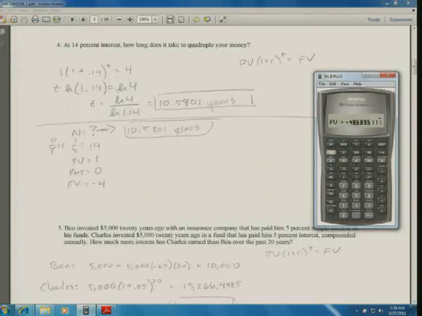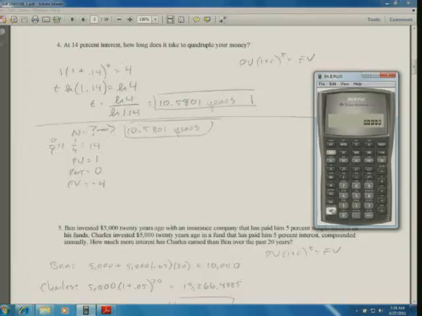Okay? And now we can just use simple algebra to get at it. All right, so we've got the t over here. All we need to do is divide the log of 1.14 into the log of 4. So t equals the log of 4 divided by the log of 1.14.